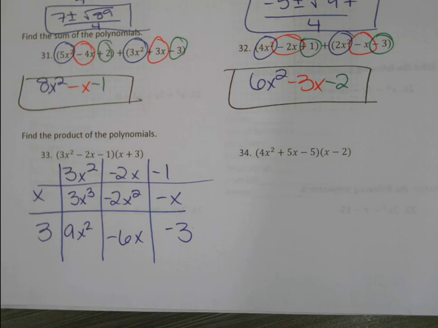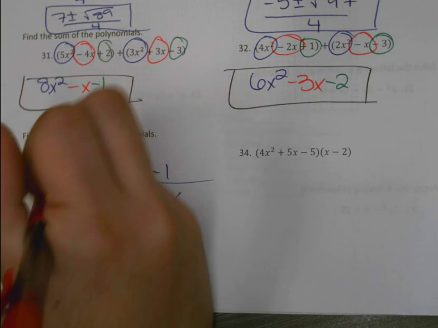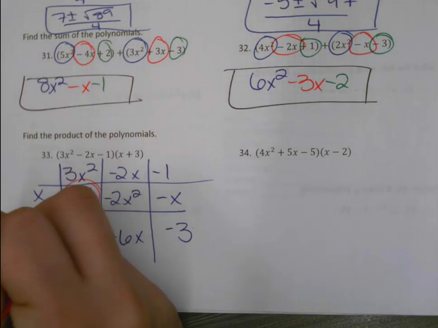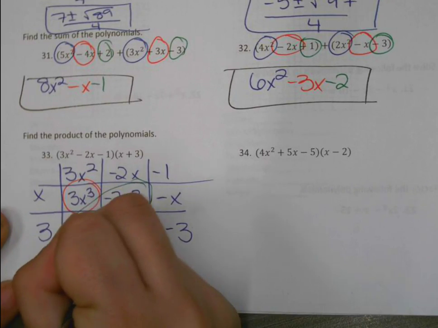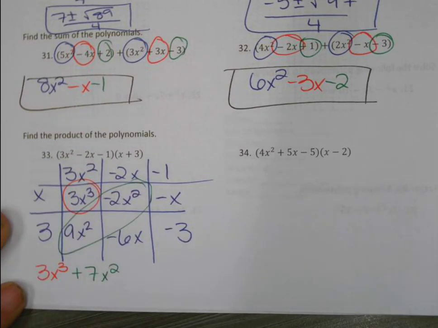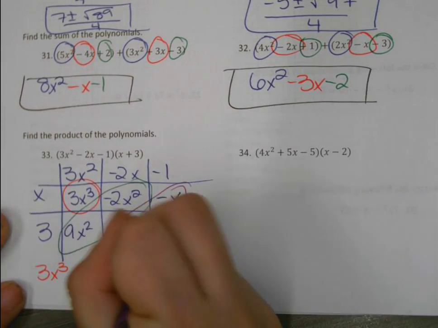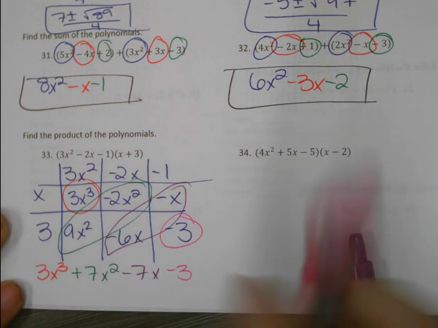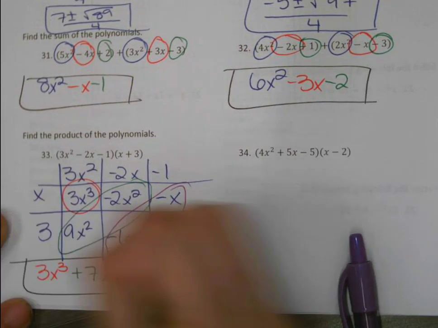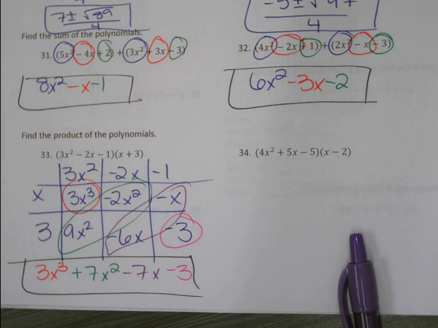Okay, so on 33, after I've multiplied, I want to do what now? Combine like terms, I just have this 3x cubed. He doesn't have any friends. Then I have 9x squared and negative 2x squared. Positive 7x squared. I have negative 6x and negative x. Negative 7x. And then I have negative 3 at the end. Questions on 33?